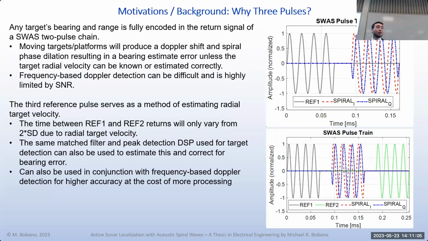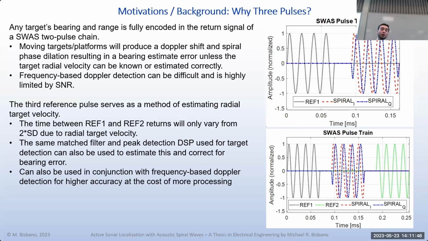The 3 pulses are due to some variation we would see if a target, or the platform that this is mounted on, has any radial delta velocity. If the target is moving radially towards the spiral wave beacon, then the spiral pulse, since it's transmitted at a known time delay after the omni pulse, and the target is moving towards you, the two pulses will return closer together, and that will behave like a phase shift in the bearing, which would skew your bearing estimation results.